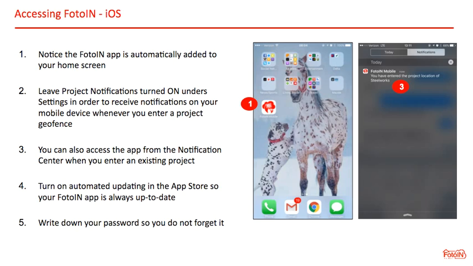That's just a best practice we like to share to help get you into the app faster and start taking photos. It's a more efficient process, and allows it to be seamless. Again, you can turn on automated updating in the App Store as well. It's another best practice we like to share so that your FotoIN app is always up to date with Apple and making sure that you're using the latest and greatest technology. And just like with Android, make sure to write your password down so you don't forget it. There are options to reset it, but just a best practice is writing it down so that it's always somewhere to reference.